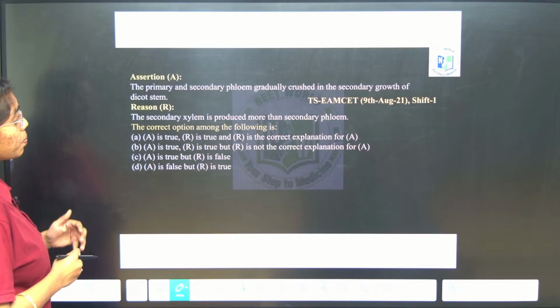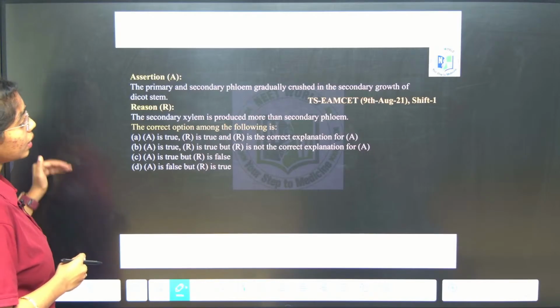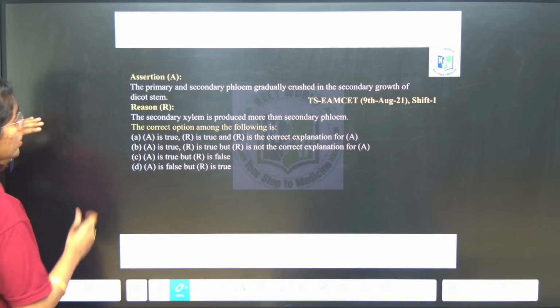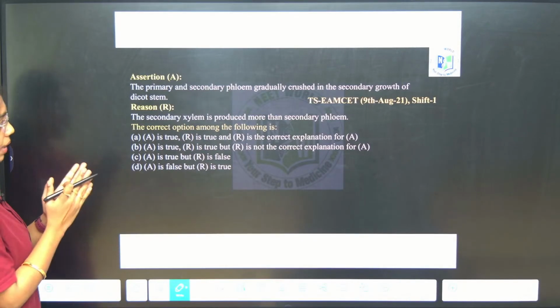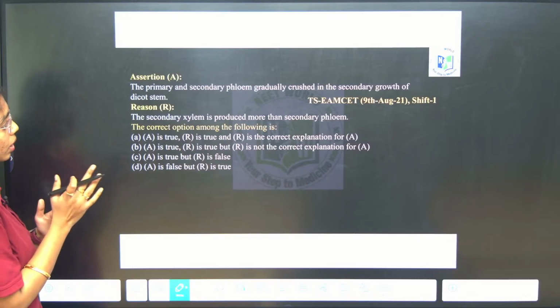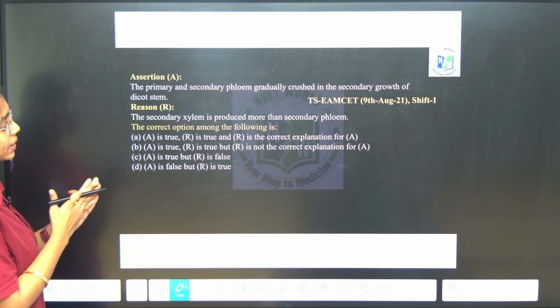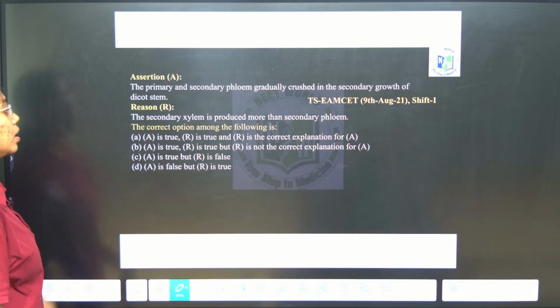No, it is primary xylem and primary phloem that are crushed in the secondary growth because they will be at the extreme ends. It is not primary and secondary phloem. It is both primary xylem and primary phloem.